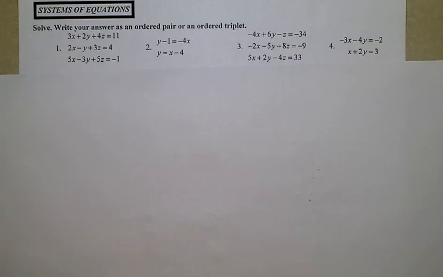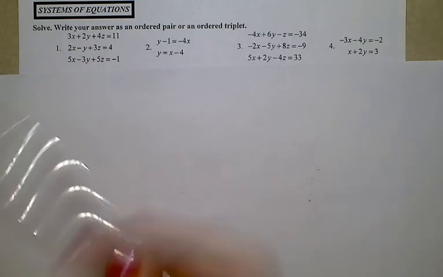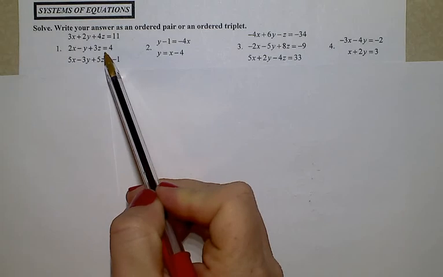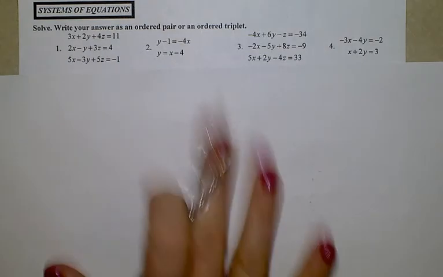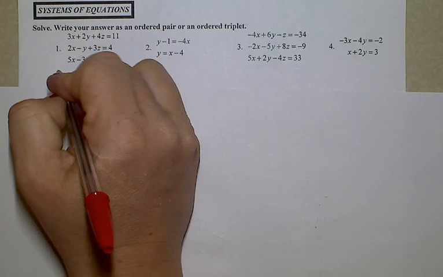Okay, easy merit review number 1. Solve, write your answer in an ordered pair or an ordered triplet. So how do you know if you're going to have a pair or a triplet? How many variables do we have in number 1? 3 different variables, 3 unique variables. So I know that this will have 3 answers, 1, 2, and 3.